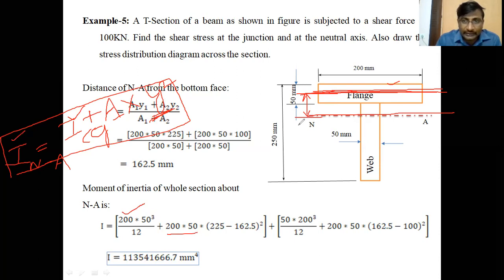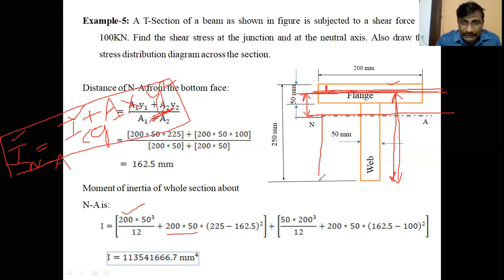how to calculate the distance? The distance of the CG of the flange from the bottom face is 225. Isn't it? Total is 250. This is 25. The center of gravity of the flange from the upper layer is 25. So 250 minus 25 is 225, the distance of flange CG from the bottom face.